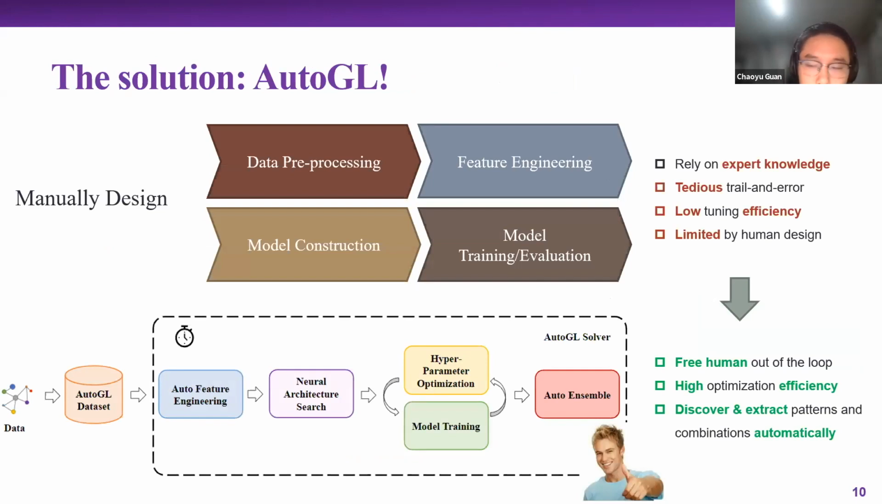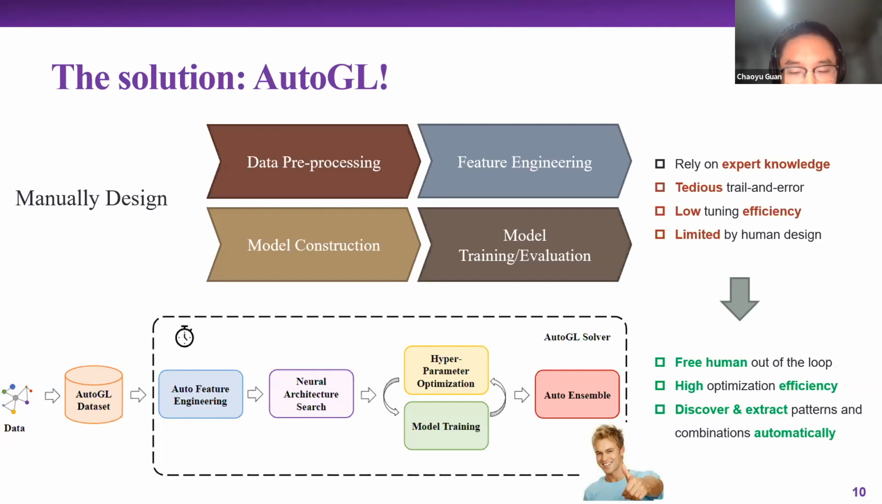To solve the challenge in the last slide, we propose AutoGL, an automated machine learning framework on graphs. Instead of manually designing all the modules of data preprocessing, feature engineering, model construction, and model training and evaluation, we let the machine optimize and choose the best one for us. So the pipeline will become the bottom part.